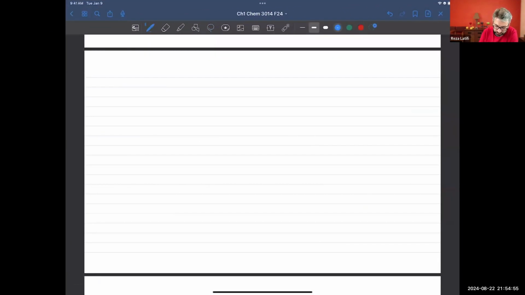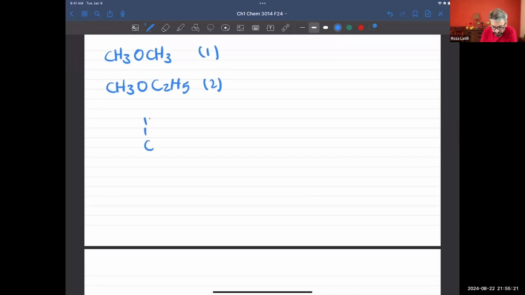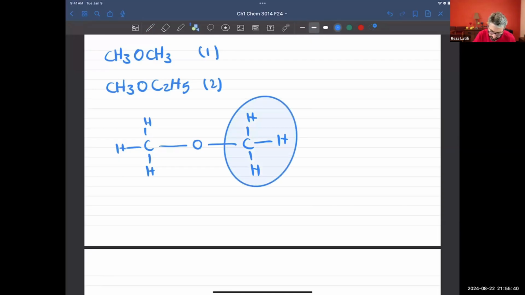Let's say you have such a molecule. You have CH3, O, CH3, CH3, O, and this one's going to C2H5. The first molecule has a carbon attached to 3 hydrogens, then oxygen, then oxygen attached to carbon, then carbon attached to 3 hydrogen atoms. What I want you to do is simply draw a circle around those 2 and say whether they are identical or not. Clearly, they are identical.